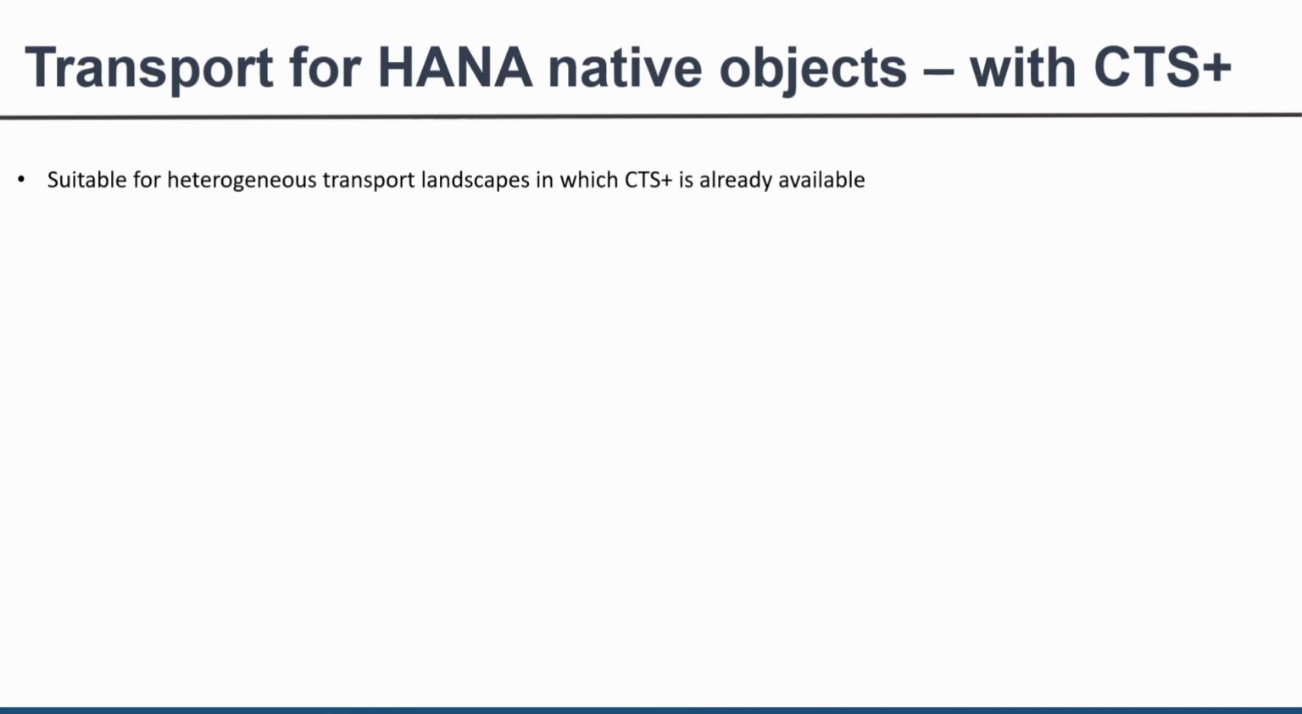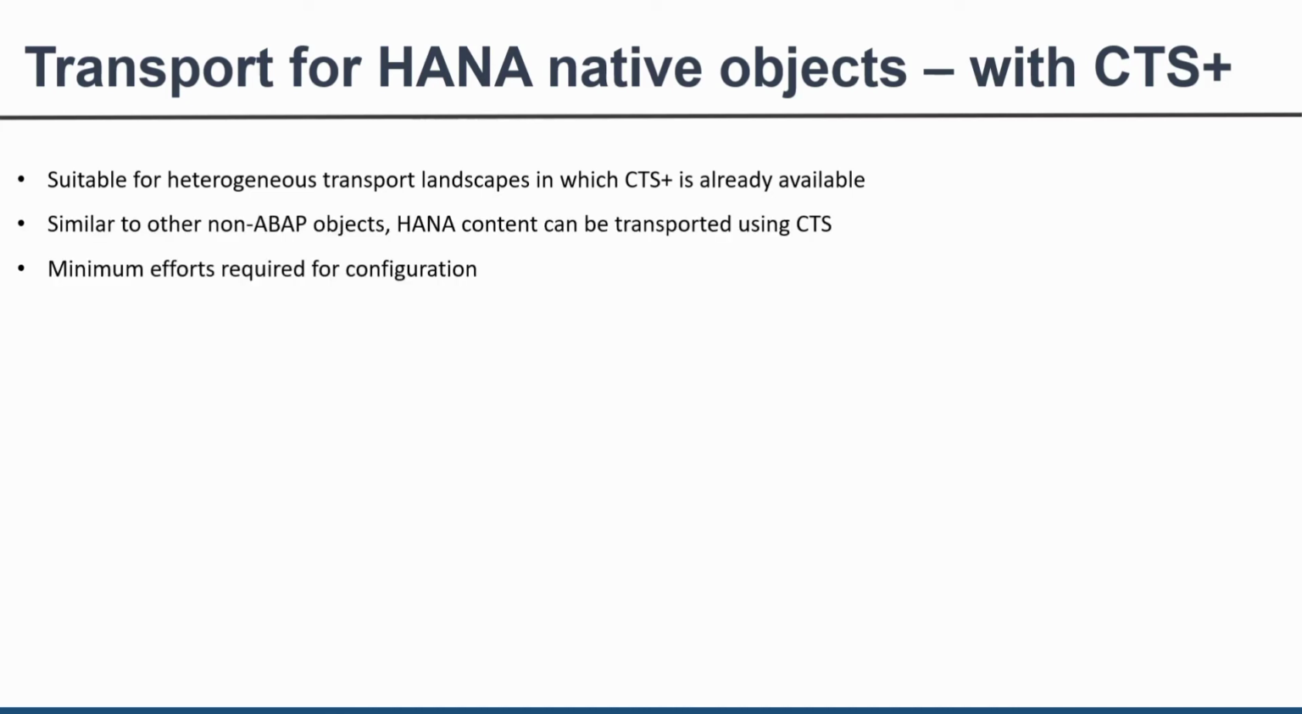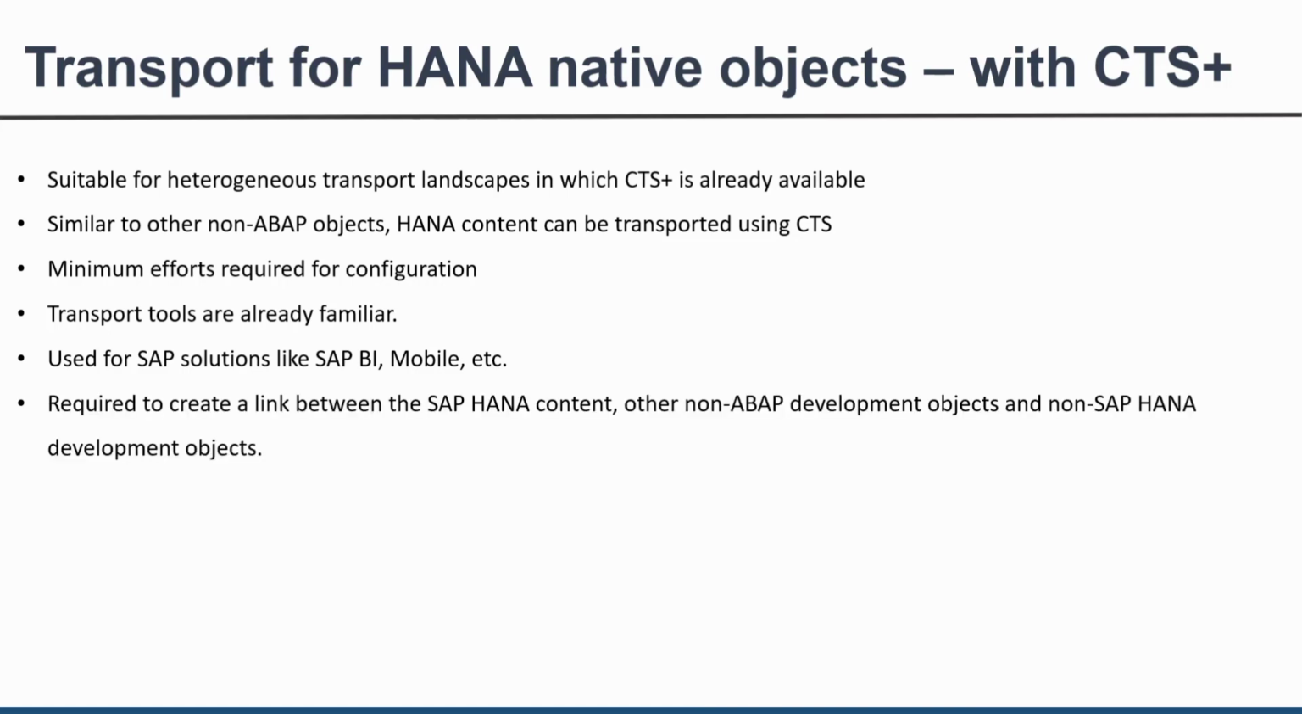CTS Plus is suitable for heterogeneous transport landscapes. It is similar to other non-ABAP objects, where HANA content can be transported using CTS. It can be done with minimum effort for configuration. If you are already using CTS in your landscape, then you are already familiar with CTS, so it becomes easy for you to transport it using CTS Plus.